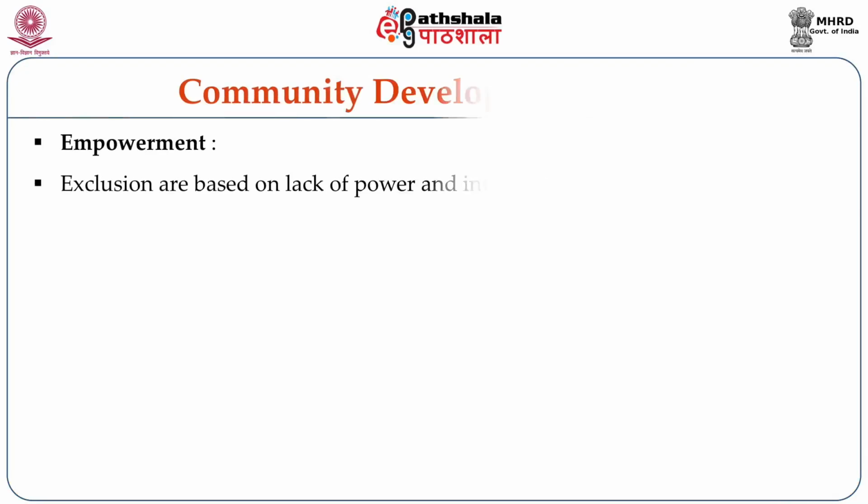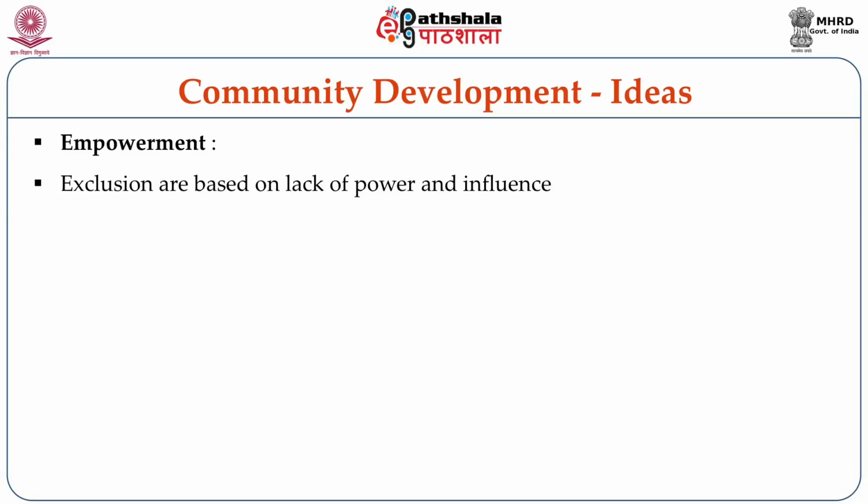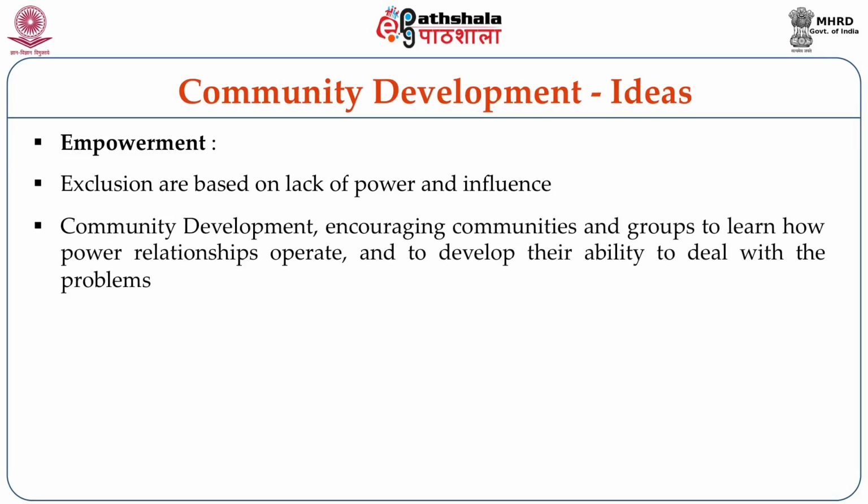So when we talk about all these things, one is participatory democracy, which we looked at in the earlier slide. The next one is empowerment. We all know that exclusion happens basically because people who are excluded are not empowered. They do not have access to decision making. They do not have access to influence policies or programs. So community development encourages these communities and groups to learn how to develop power relationships, how to assert themselves, and how to develop the ability to deal with the problems.